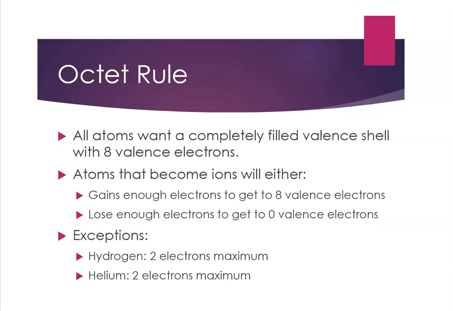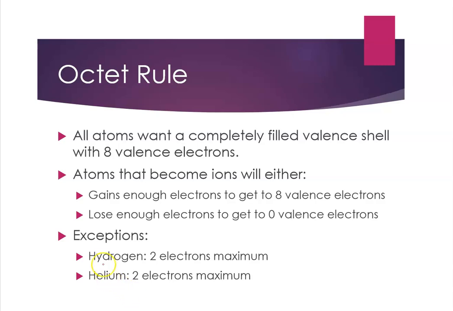How elements form ions is based on the octet rule. All atoms want a completely filled valence shell that has 8 electrons, and atoms are either going to gain enough electrons to get to 8, or they're going to lose enough electrons to go back to 0. If we go back to 0 valence electrons, that means that valence shell is now empty and the previous shell becomes the valence shell. So we're going to form ions based on whether it's easier to lose enough to get to 0 or gain enough to get to 8.